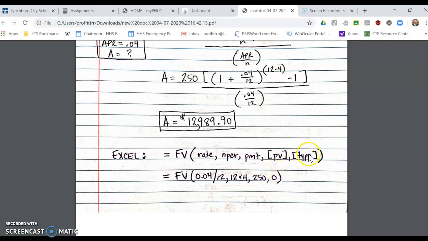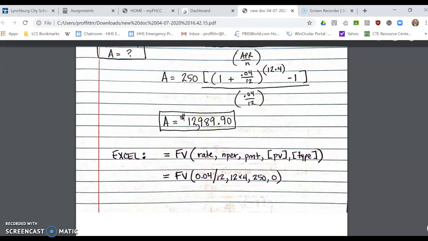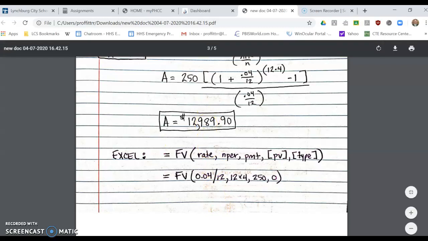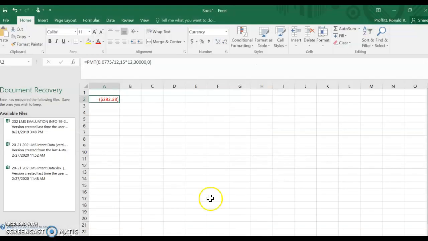Now, for type, you don't even have to put anything. It has to do with when you make the payment. Close your parentheses, and Excel will give you this answer immediately. And let me show you that so you can see it, because you may end up wanting to use Excel. So open up Microsoft Excel, and it doesn't matter which cell you pick.